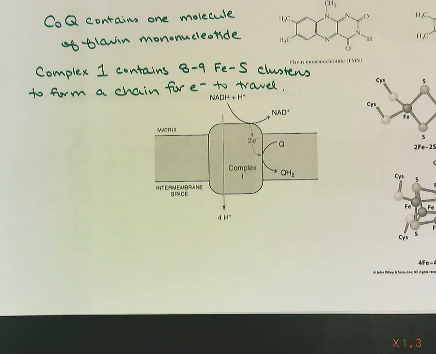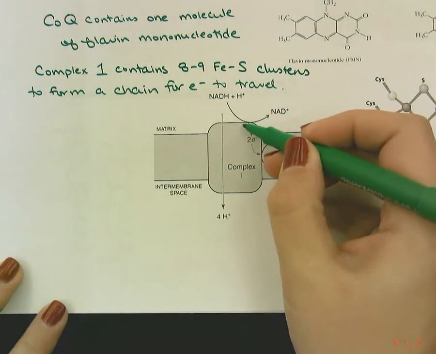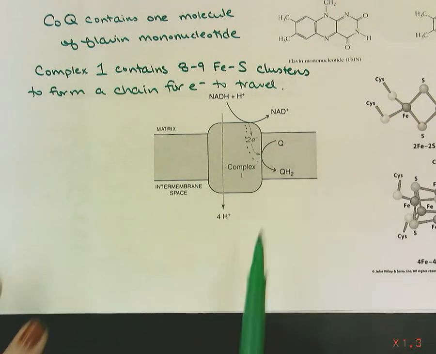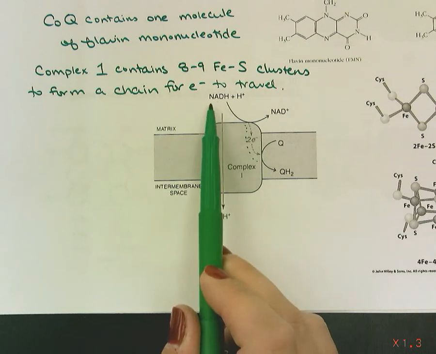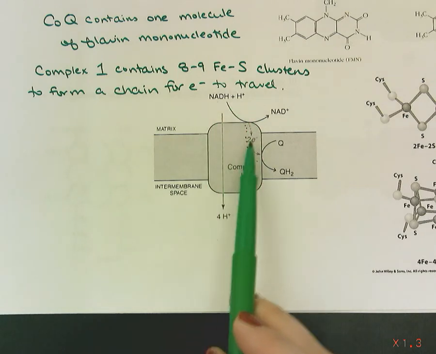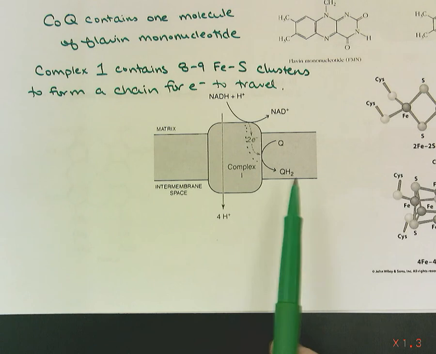All right, so complex 1 contains these iron-sulfur clusters, and they form like a chain along this path. So that the electrons are really transferred from the NAD to an iron-sulfur to an iron-sulfur to an iron-sulfur to finally get out here to find the CoQ molecule.